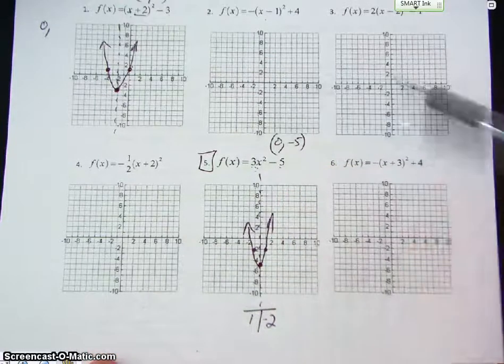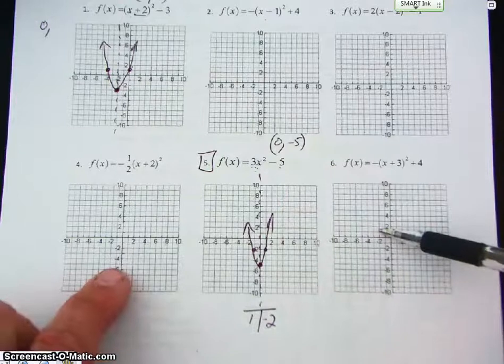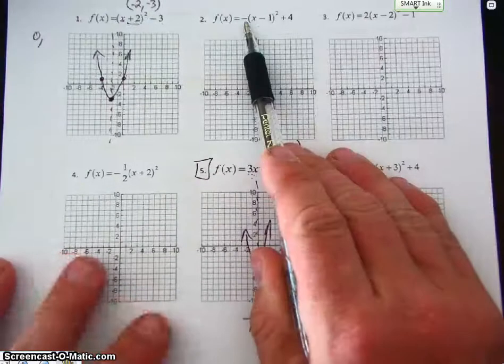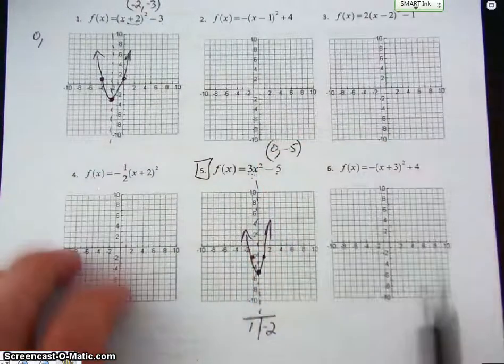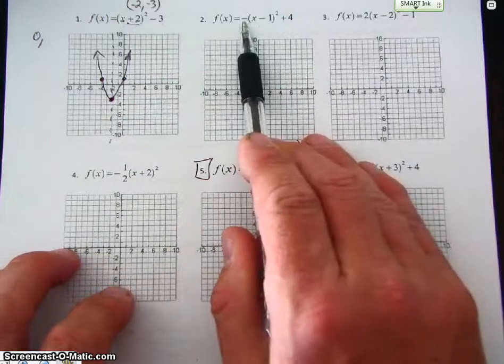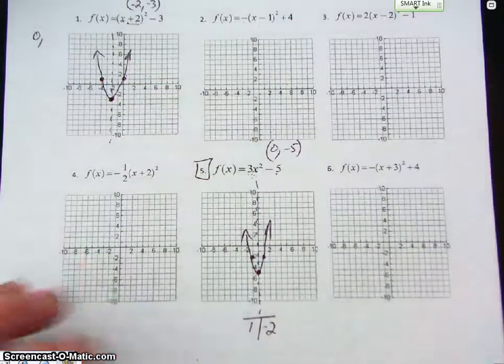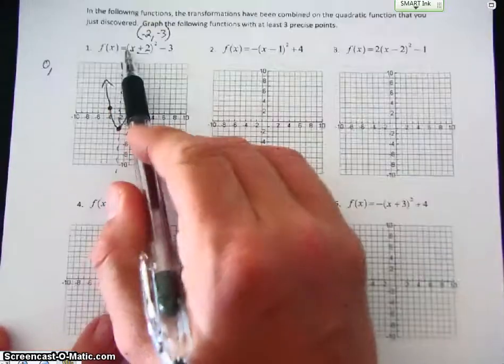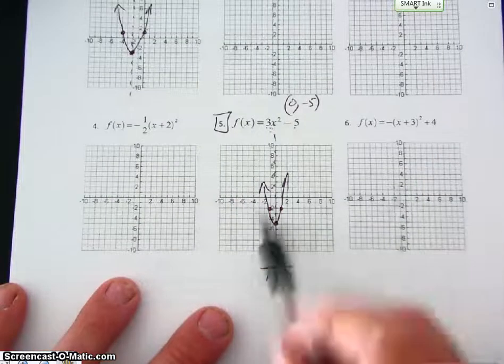So you should be able to graph the other 4. Now just be careful with the negatives, because that tells you how they open. When you graph, it should open according to what a is, negative or positive. See, a was positive here, so it should open up. Does it open up? Yes.